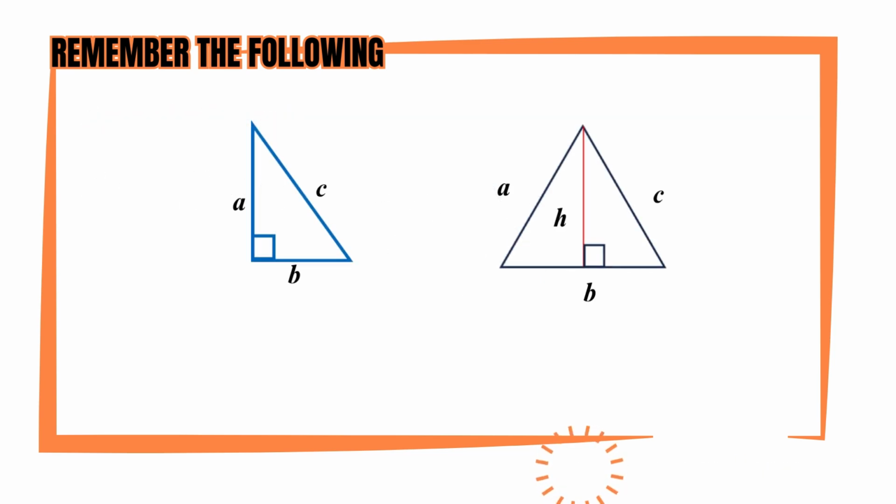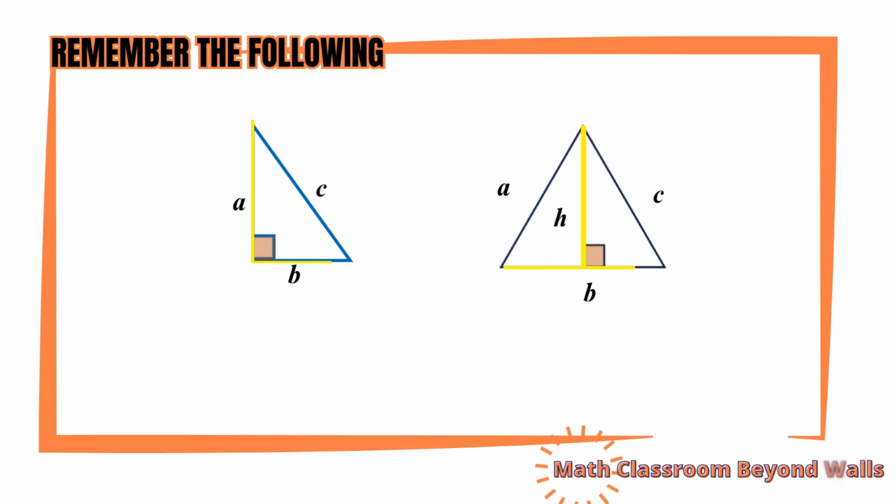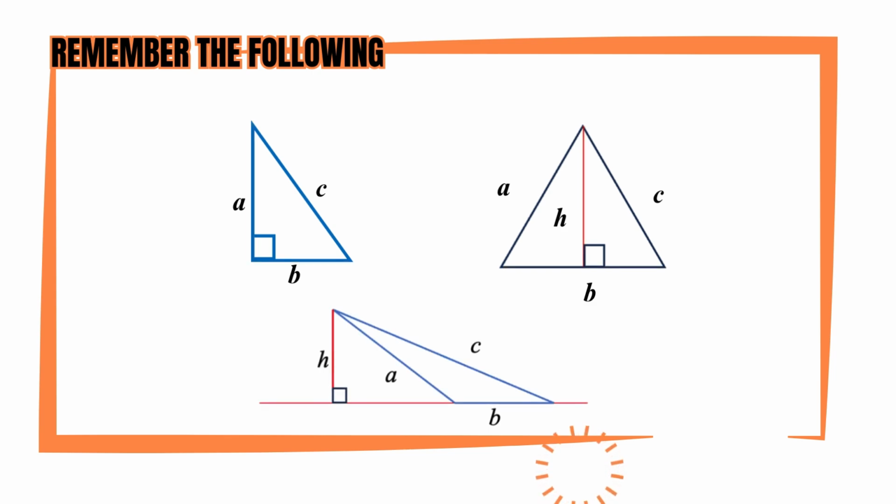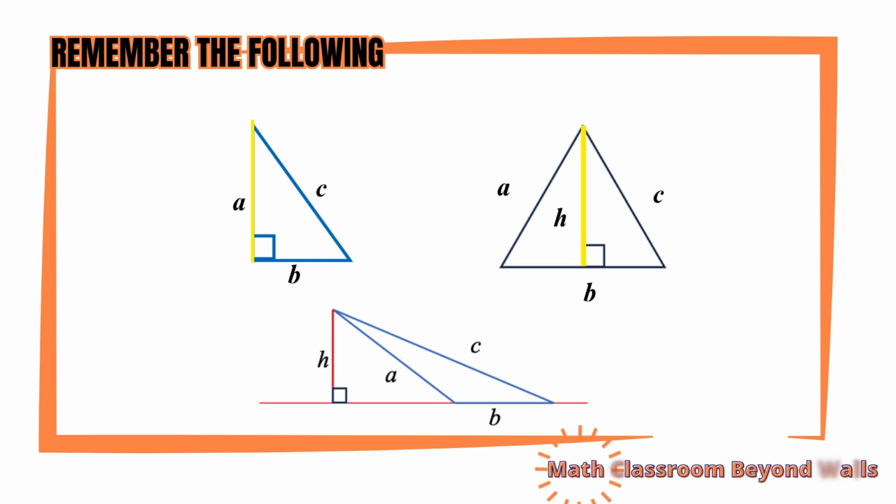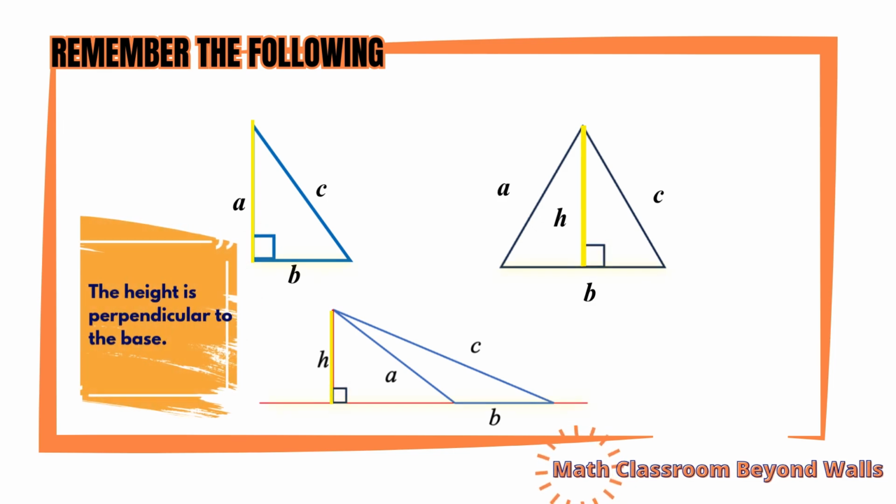Always remember that the height of a triangle is a line segment drawn from the vertex of the triangle at the top, perpendicular to the opposite side. The line segment representing the height of the triangle can be on the triangle, as in sample problem 1, inside the triangle, as in sample problem 2, or outside the triangle, as in this figure. Remember that the height is perpendicular to the base.